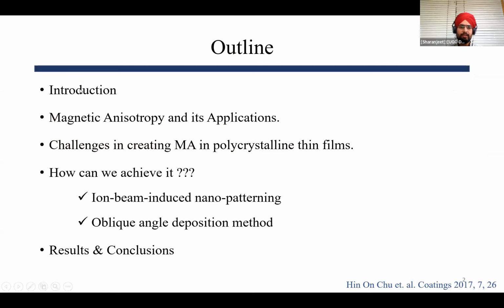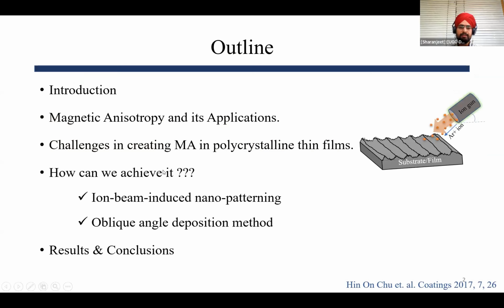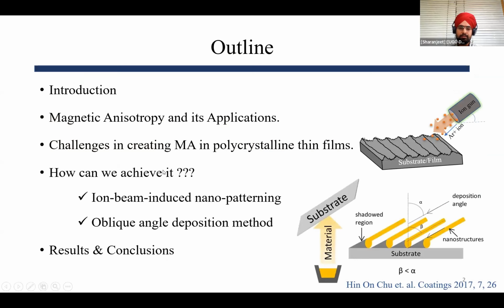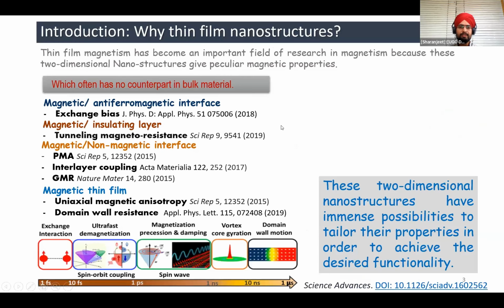We will begin with an introduction to magnetic anisotropy and its application. However, there are some challenges in creating the magnetic anisotropy in polycrystalline thin films. So we will discuss how to achieve it by exploring two methods. One is ion beam induced nanopatterning and the other is the oblique angle deposition method. Then finally, I will conclude my presentation by discussing some of the important results highlighting the enhanced magnetic anisotropy in the polycrystalline films.